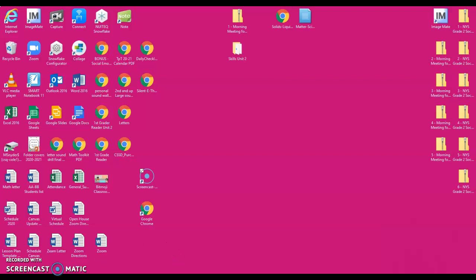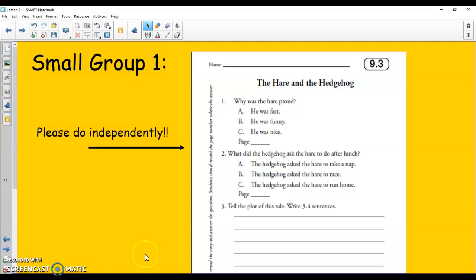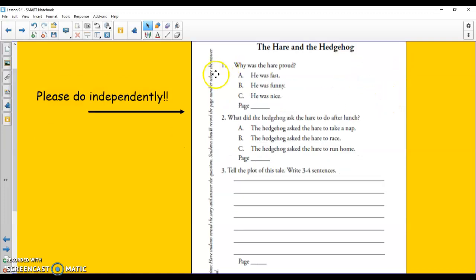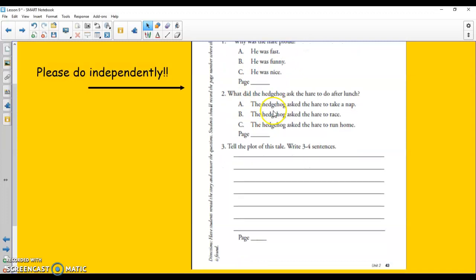So what I want you to do is, I want you to go ahead and answer these questions. It says the hare and the hedgehog. It's 9.3 in the packet that I sent home. Number 1 says, why was the hare proud? A, he was fast. B, he was funny. C, he was nice. Circle the correct answer. Don't worry about the page number.